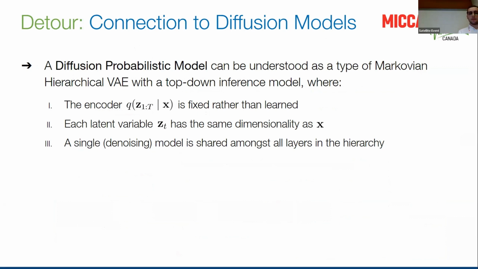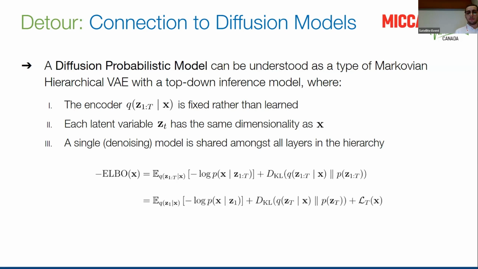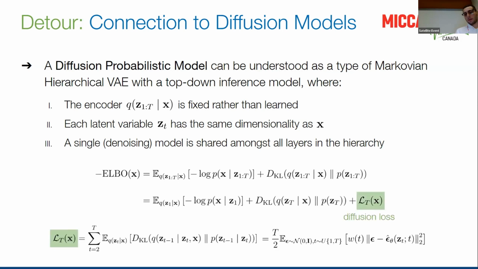So the encoder in the diffusion model is fixed rather than being learned. Each latent variable has the same dimensionality as X, and we use a single model with shared parameters for all layers in the hierarchy. But in both cases, they maximize the same lower bound on the log marginal likelihood. And this loss on the right-hand side here, called the diffusion loss, simplifies to the usual mean squared error term of noise prediction that we've seen recently. So yeah, maybe this helps you understand where we're coming from using these hierarchical VAEs.